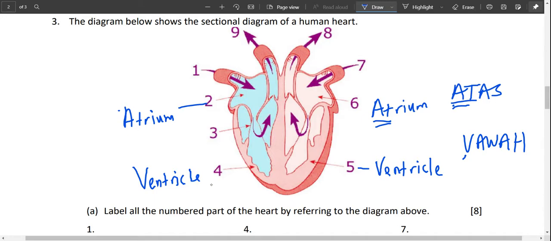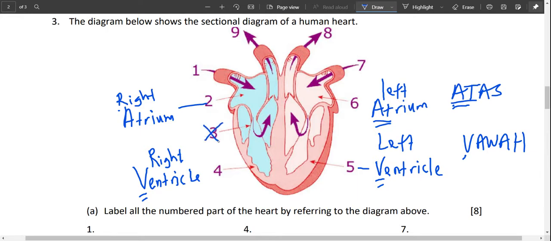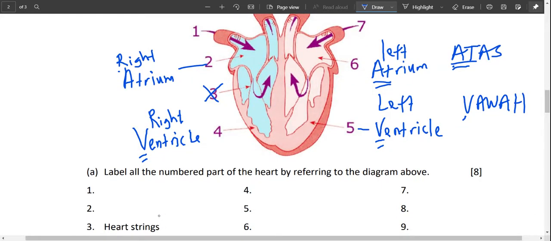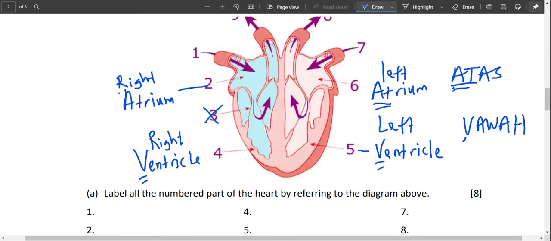Next one, you just have to add in where they are located. You should know this one is on the left side, so left atrium and left ventricle, and the other one should be right atrium and right ventricle. Number 3, we are not doing it because it's not for you guys. It's called heartstrings. There's a scientific name for it, but I'm just going to keep it simple as heartstrings.